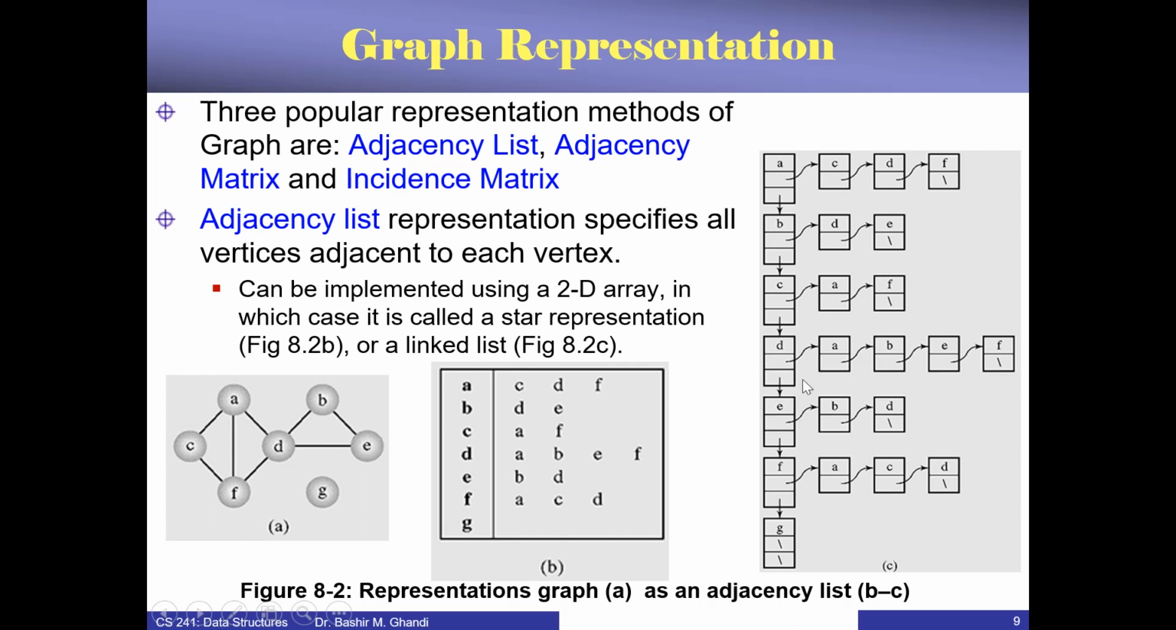We're going to try and compromise, take a middle way between these two approaches, rather than using a completely 2D array or a completely linked list of linked lists. We will try and use an array of linked lists. So that will be taking advantage of both speed and space. I will explain that after we look at the other two methods, adjacency matrix and incidence matrix.